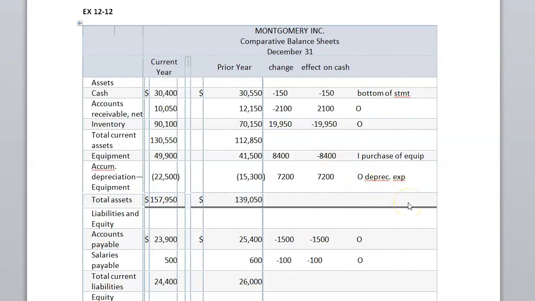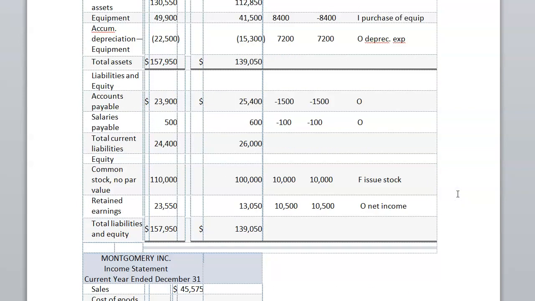We're going to look at our current liabilities. Accounts payable decreased by $1,500. Has the same effect on cash, so it's a decrease in cash in the operating section. And salaries payable decreased by $100. So again, that's going to be a decrease in cash in the operating section. Looking at our common stock, it increased by $10,000. That's going to be bringing in cash. We issued the stock and we received cash in the financing section, and I made a note that we issued some stock.